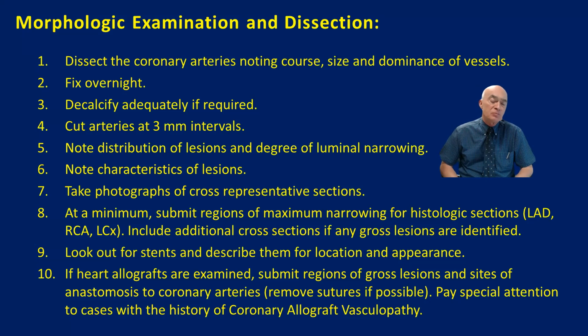Then describe the degree of luminal narrowing in percentage, kind of eyeballing, and then any kind of characteristic lesions that you can also find. Take pictures of those sections as well, and then at the minimum, submit the areas that are more affected by narrowing, and include these in different cassettes to be able to differentiate the left, the right, and the circumflex, etc.